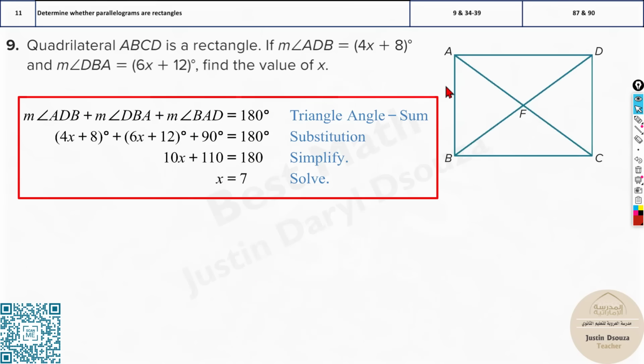Just realize this is a triangle. You know two sides, and one more side is 90 degrees. So sum them up. The triangle angle sum theorem says that it will be 180 degrees.